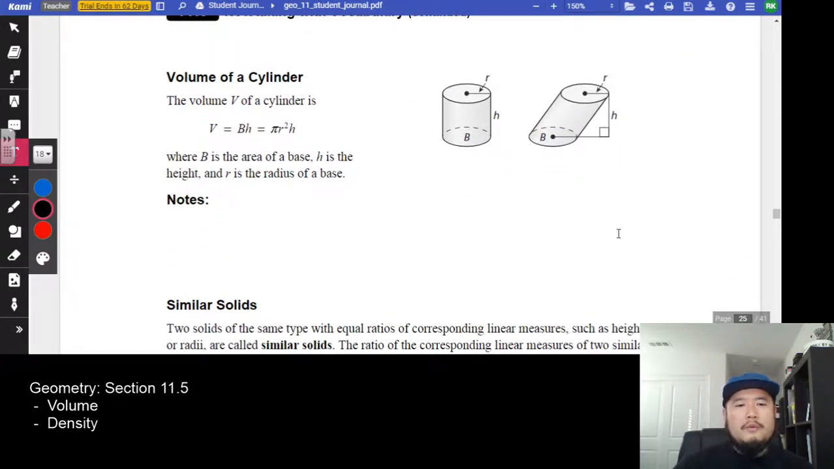When it comes to the cylinder right here, as we scroll down, you see that the equation to find the volume of a cylinder is still the same. Volume is equal to base times height. However, this time, the base of a cylinder is a circle. Because it is a circle, next to it, they plug in pi r squared, and then times the height of the cylinder.